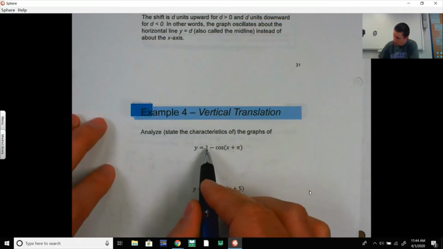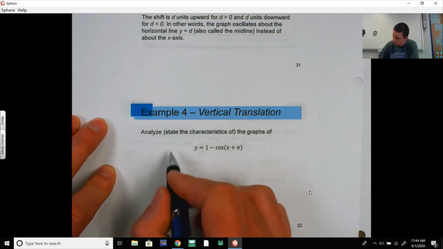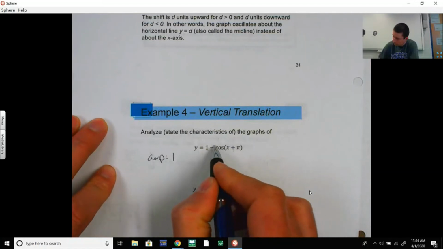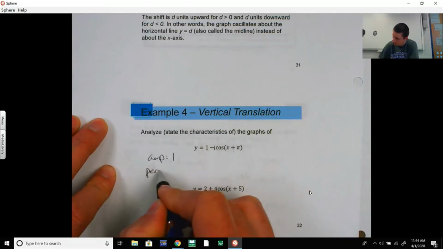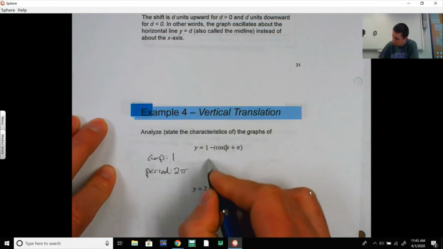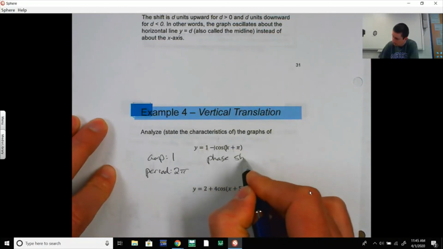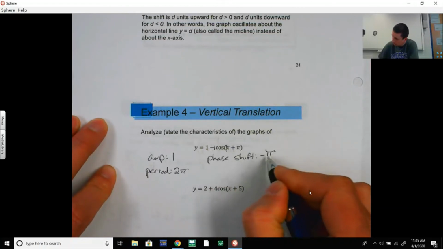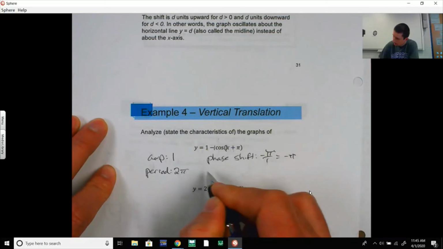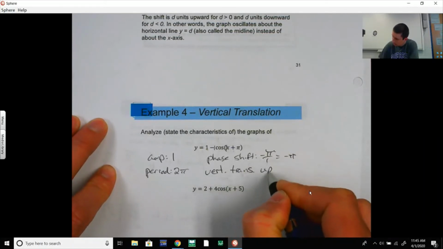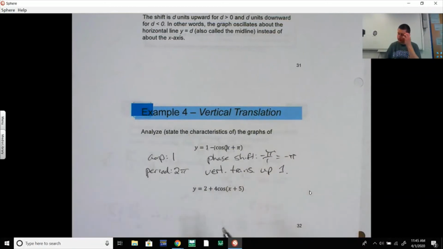So you see that 1, that means it's just been shifted 1 unit up. So we have our amplitude is 1 because of negative 1 right there. Period, there's a 1 there, so that's 2 pi over 1. Phase shift would be negative pi over 1, so that's negative pi. And we have a vertical translation up 1. So it's up 1, that negative is a reflection.